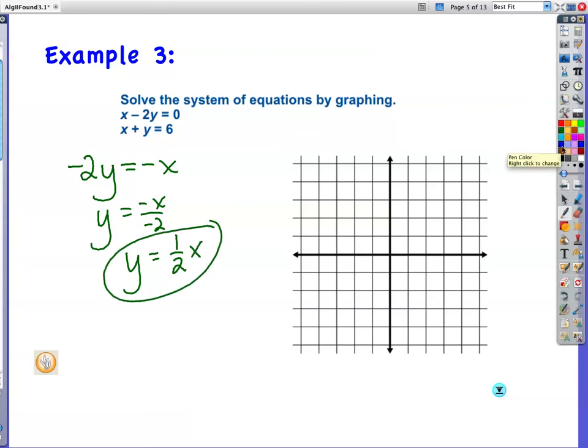My blue is this one right here. So I'm going to solve for y, 6 minus x. It's just my thing. Okay, y equals 6 minus x. 1, 2, 3, 4, 5, 6. Ooh, I'm almost off the graph. That's okay. I'm going to stick with it.